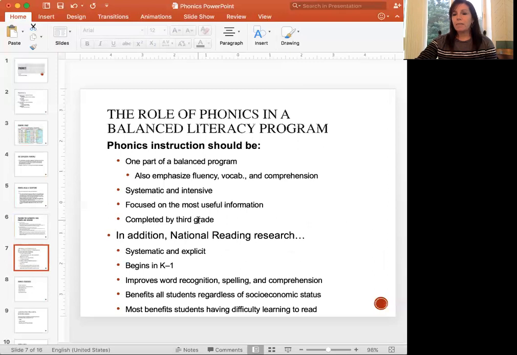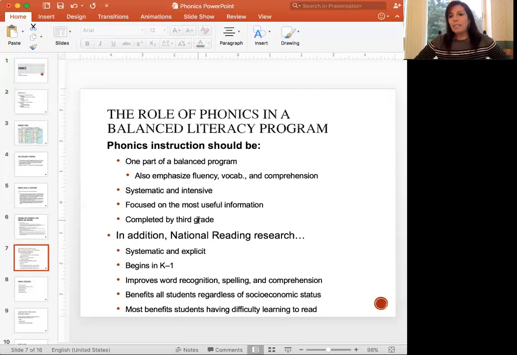The role of phonics in a balanced literacy program: you definitely don't want to think of phonics completely by itself. It needs to be part of also teaching fluency, vocabulary, comprehension. And so it's a part of a bigger picture. It's definitely systematic. There's a certain order that you want to teach phonics in, and it's intensive. It happens in kindergarten, first grade, second grade. They're really practicing the skills that they learned in kindergarten and first grade and should have it down by the time third grade approaches.